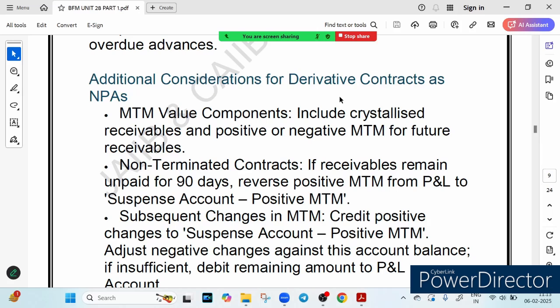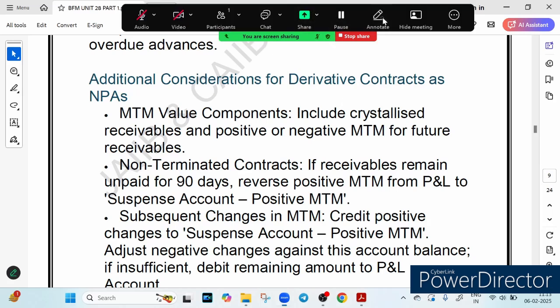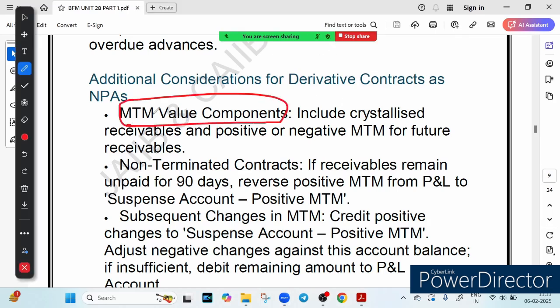So it's time to break down some serious derivative jargon into something simple. Ever heard of MTM value, suspense account, crystallized receivable? No worry, I am here to explain all of this, and by the end of this slide you will get this concept like a pro. Let's start with the MTM value component. You know what the heck this MTM is?